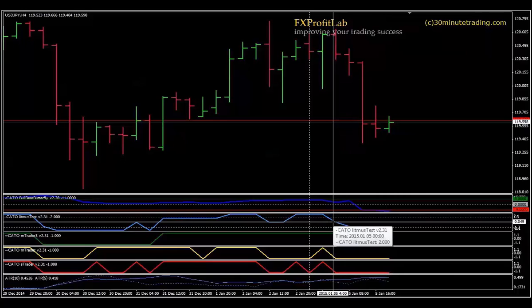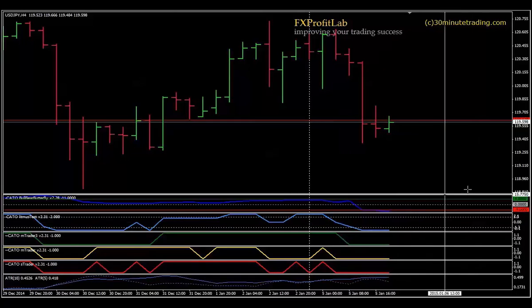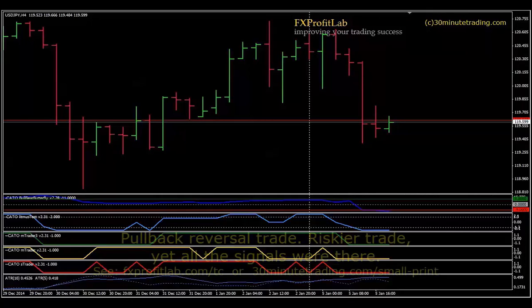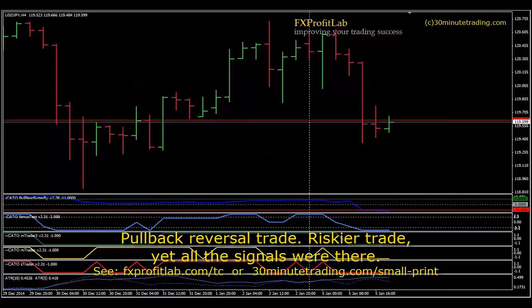Above that you can see litmus test has actually moved to 0, which is butterfly, and the bull bear butterfly indicator was trending down. So from a high but trending down. This is a reversal trade, it's not a trend trade. This makes it riskier, but still the signals are there to tell you what to do. And this trade again made money.